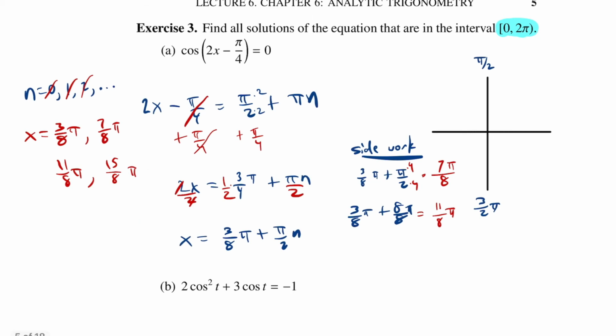So this one was n equals 0, n equals 1, n equals 2, n equals 3. So that's what you would have to do whenever they give you an interval to work with.